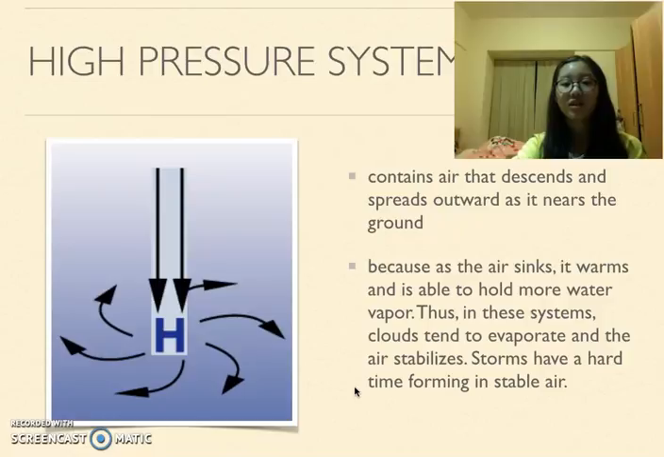High-pressure system contains air that descends and spreads outward as it nears the ground. Because as the air sinks, it warms and is able to hold more water vapor. Thus, in these systems, clouds tend to evaporate and the air stabilizes. Storms have a hard time forming in stable air.